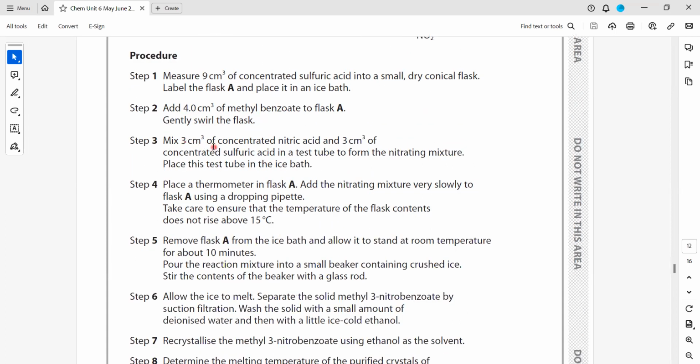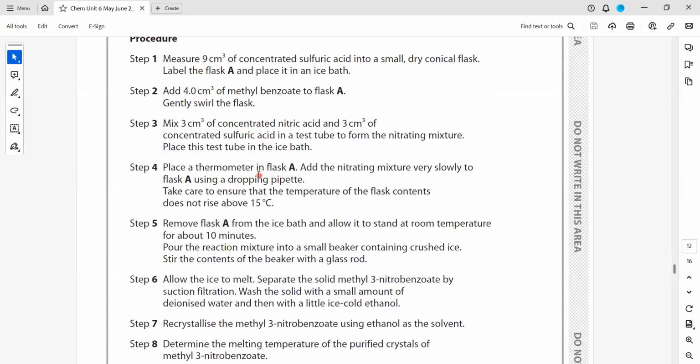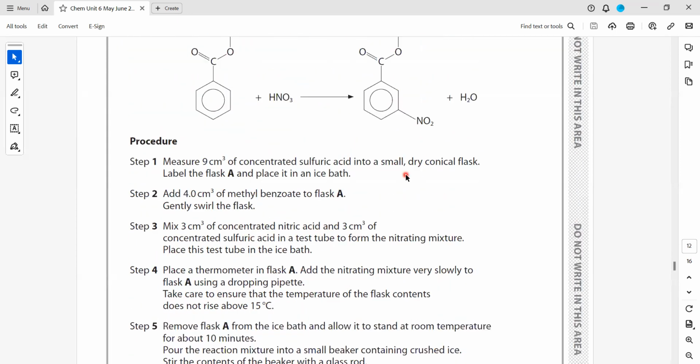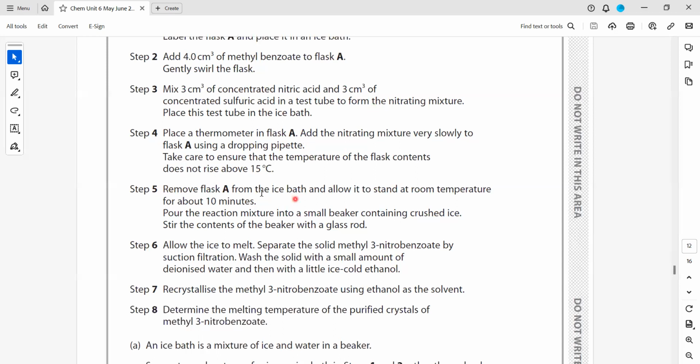Add 4 cm³ of methyl benzoate to flask A and swirl it gently. Then mix 3 cm³ of nitric acid and concentrated sulfuric acid, that is for nitration, and place the test tube in an ice bath, the same thing. The reaction will be highly exothermic. That's why an ice bath is used here. Then, to flask A, add the nitrating mixture very slowly using a dropping pipette. Take care to ensure that the temperature of the flask contents does not rise above 15, because if it rises above 15, then multiple nitration may happen. That's why we are not increasing the temperature above 15.